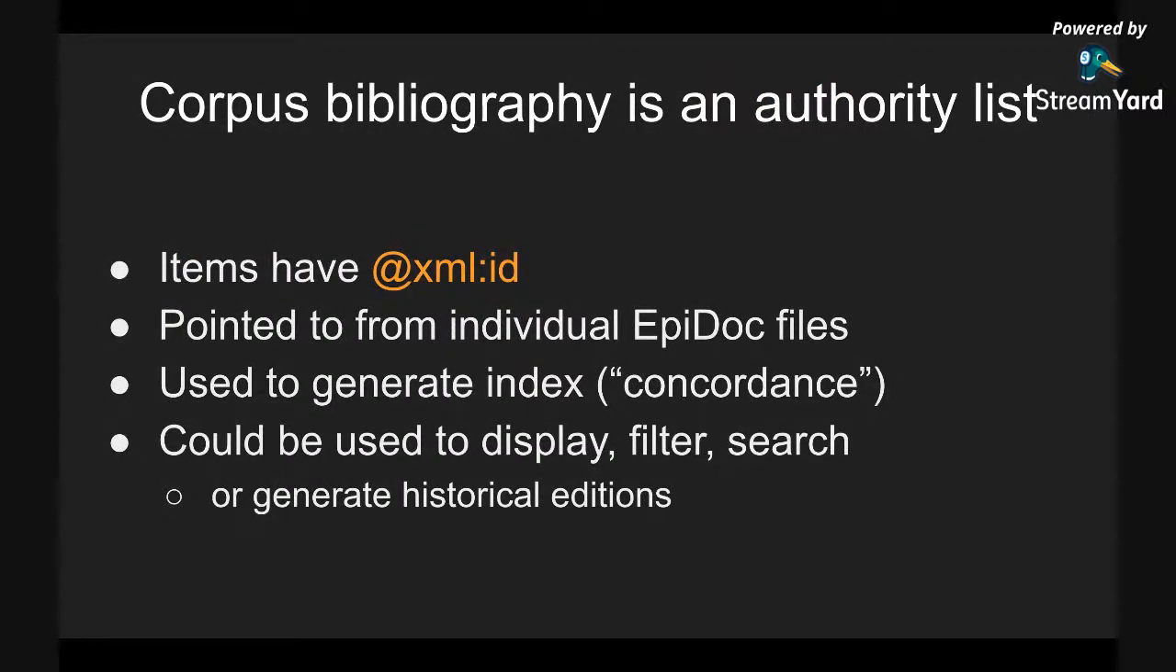And so to go back to my first point, the corpus bibliography is an authority list. The items in it have an XML identifier. They can be pointed to from your individual EpiDoc files. Those pointers can be used to generate an index, and we usually call that a bibliographical concordance, but in some disciplines that might have a different name. And it could also be used to display information, to filter your corpus, to create searches, or to create historical editions by filtering by bibliography or by date or similar.